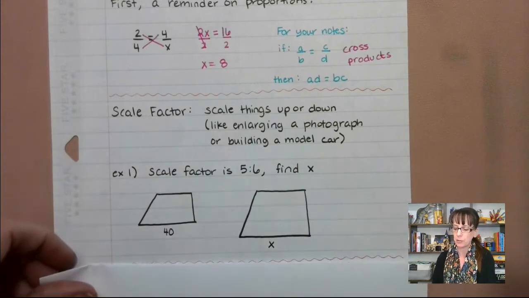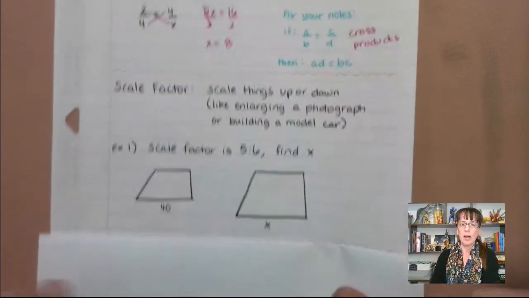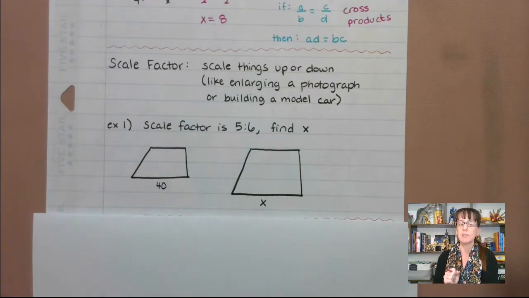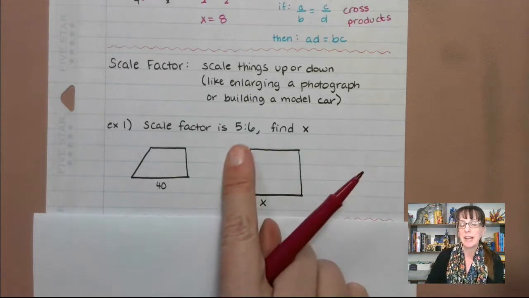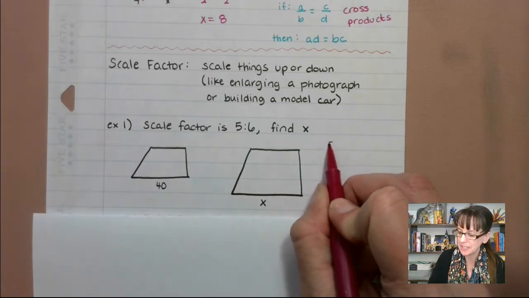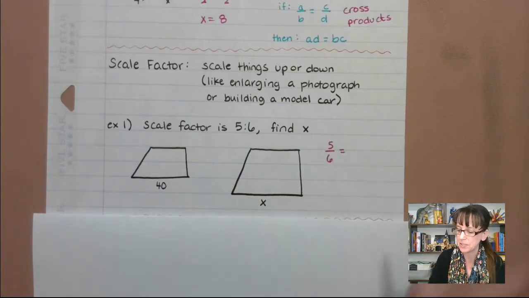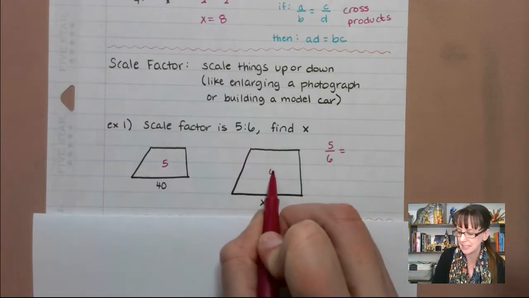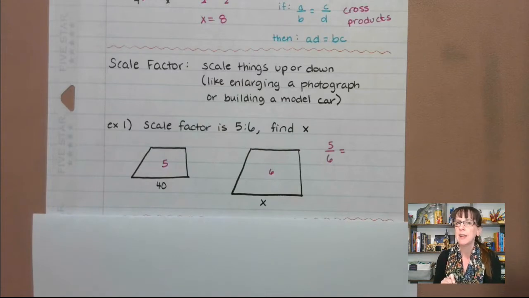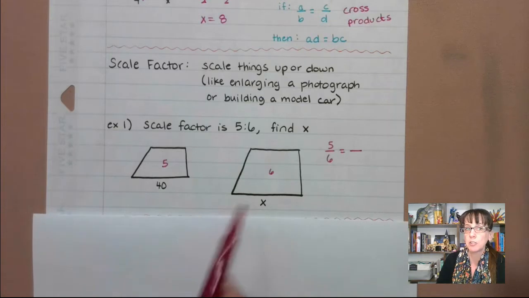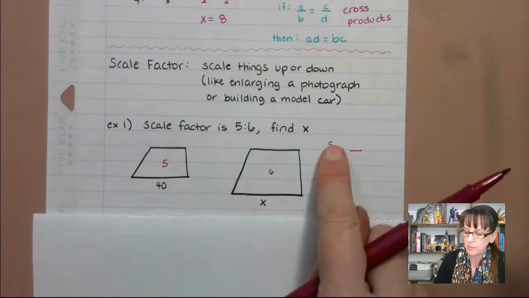So if we look at this first example here, I tell you that these two quadrilaterals are similar. With that said, our scale factor is 5 to 6. So we set up our scale factor and we say, 5 to 6 equals. Now I said 5 to 6, assuming that this is the 5 and this is the 6. I probably should have identified that first. So 5 to 6, this is the small to the large, equals the small to the large. We have to compare the same, the order really matters here.